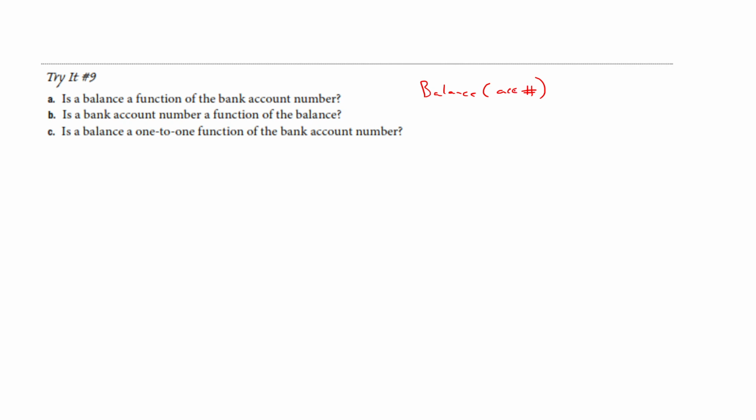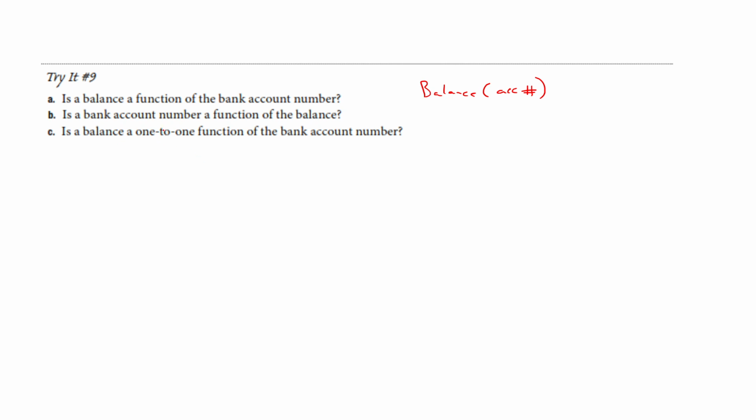Okay, so I'm putting in my account number. So I'm putting account numbers into the machine, and I'm getting the balances that are coming out the other side. So can an account number ever have two balances at the same time? No. So this is a function. So we're good. This is a function.